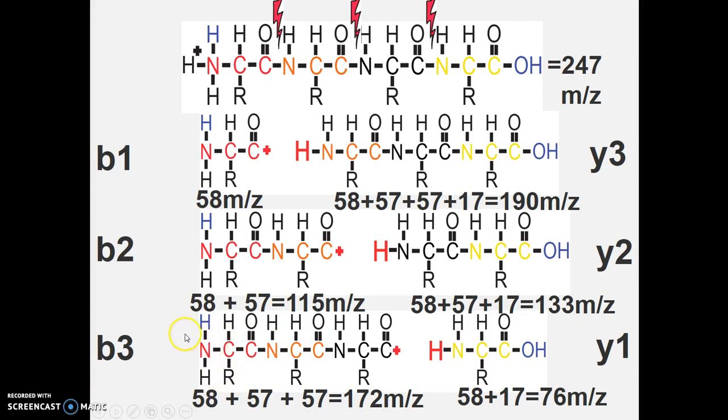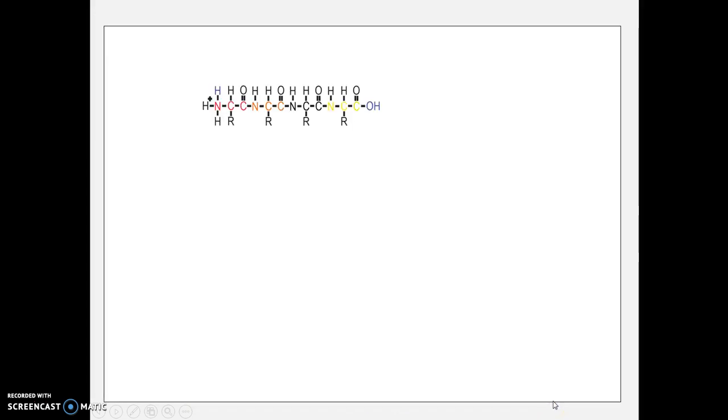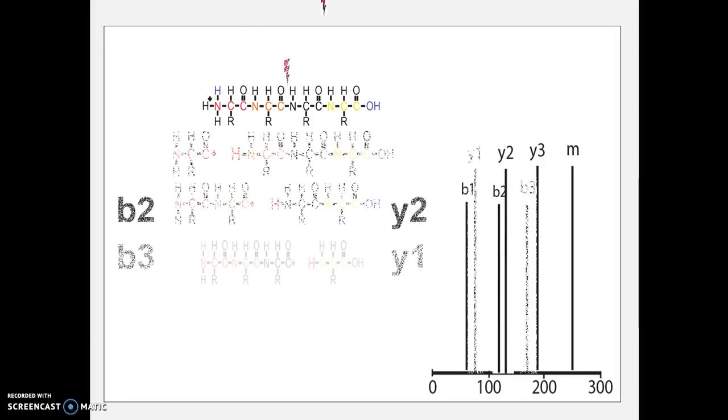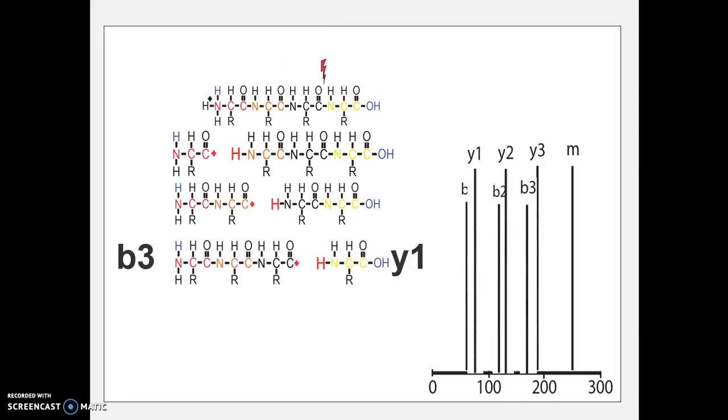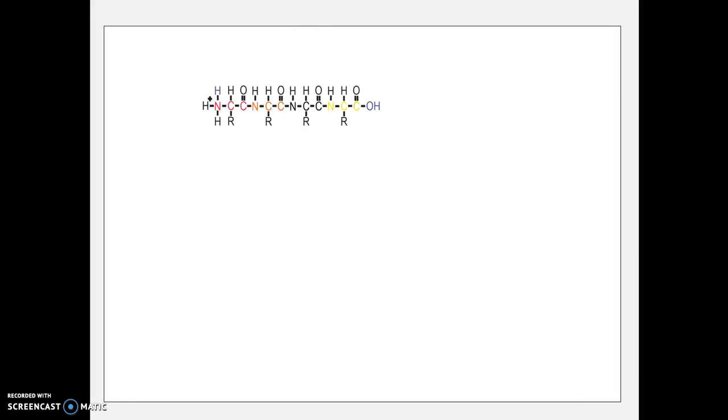58, 57, 57 for 172 m over z. 58 plus 17, 76 m over z. And so, this is how spectra are made.